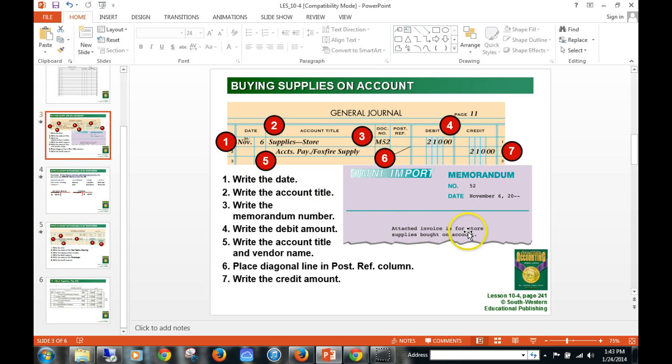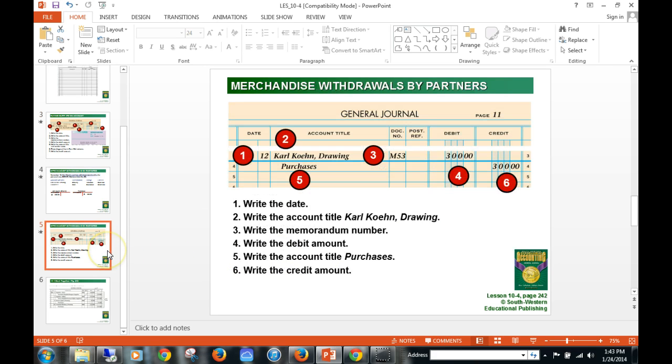It says attached invoices for store supplies bought on account. For this memorandum, when you're withdrawing merchandise, it might say, Carl Crone withdrew merchandise for personal use. Memorandum 53. Debit the drawing account $300. We're going to credit the purchases account, or decrease the purchases account, by $300 as well.